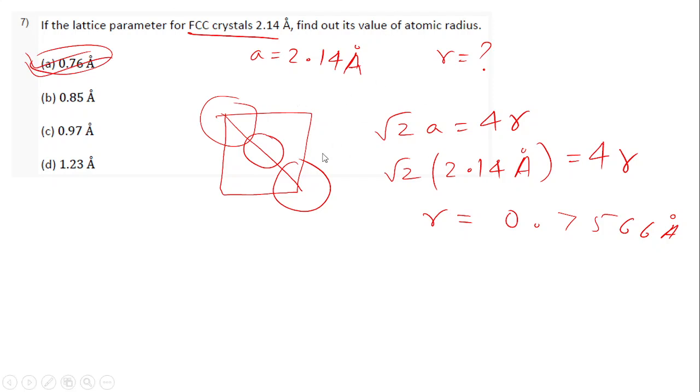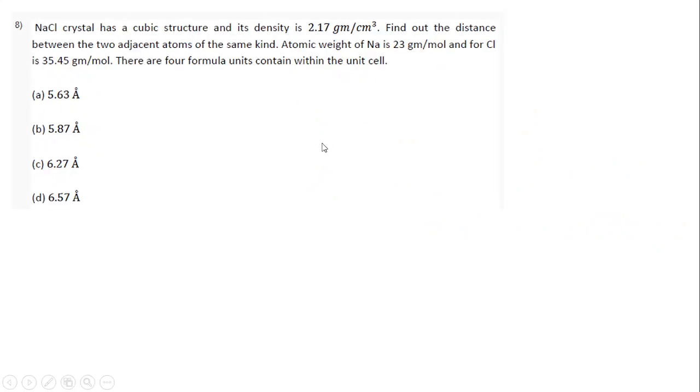This was pretty straightforward. Next question is about NaCl. NaCl crystal has a cubic structure and its density is given, which is 2.17 gram per centimeter cube. Be careful, here the answer is in gram per centimeter cube. Find out the distance between two adjacent atoms of the same kind. I think we need to find out A here.